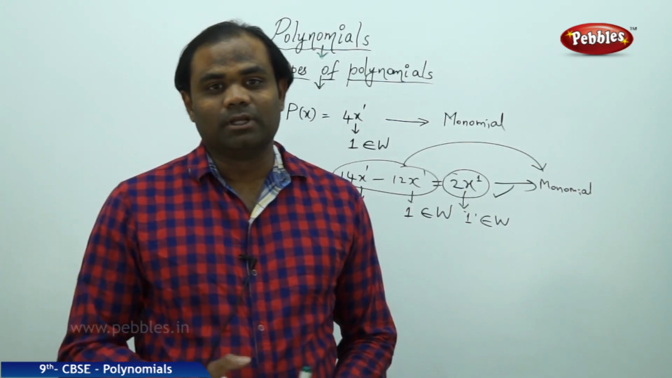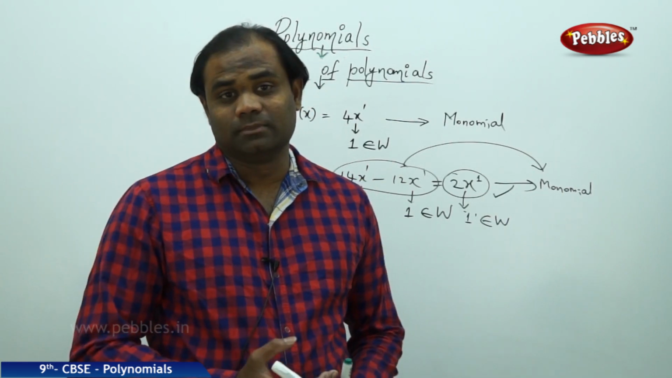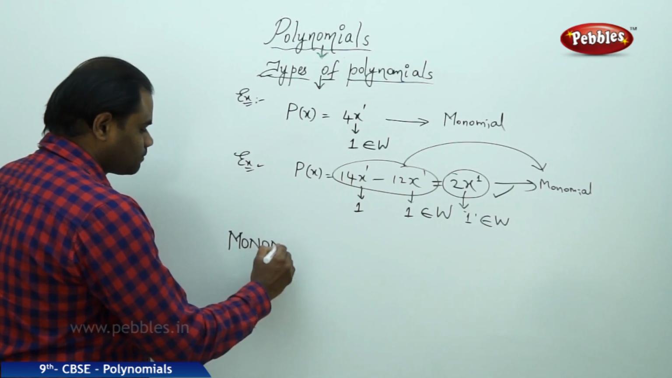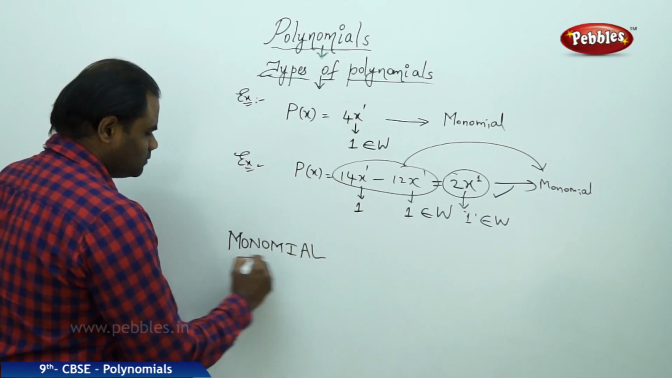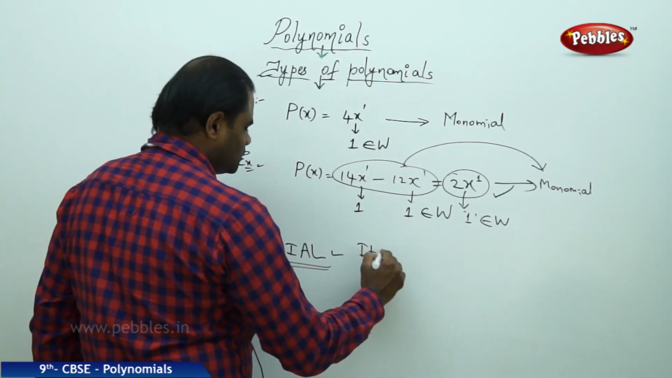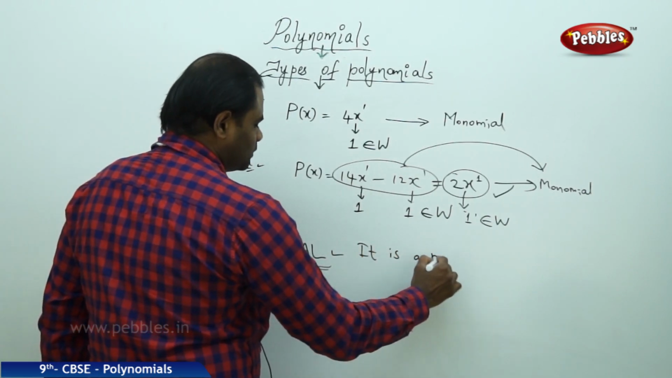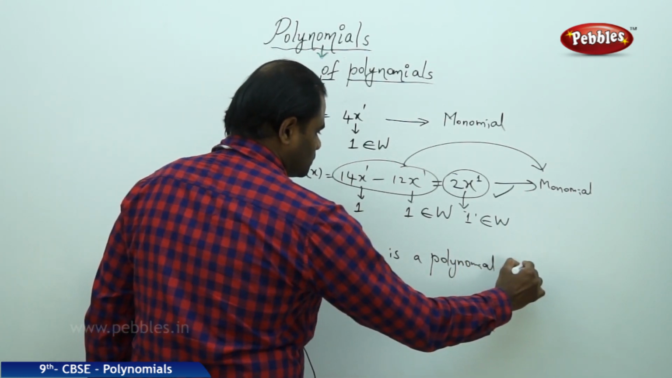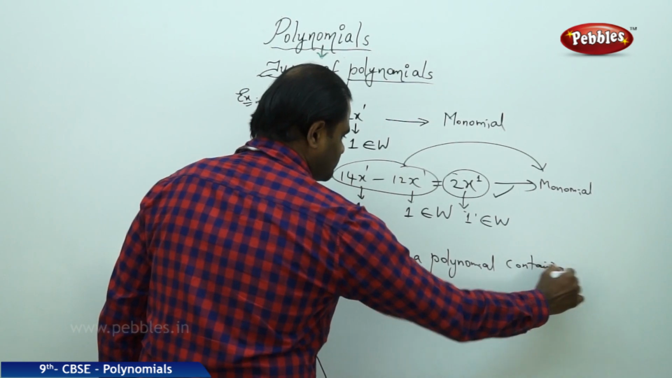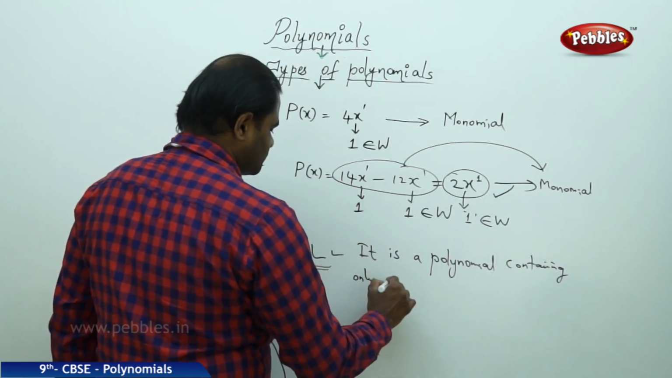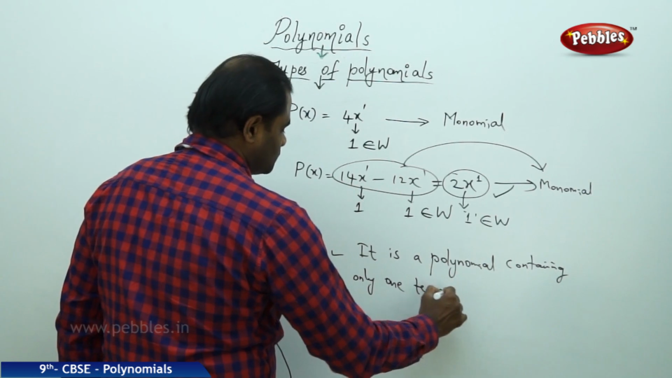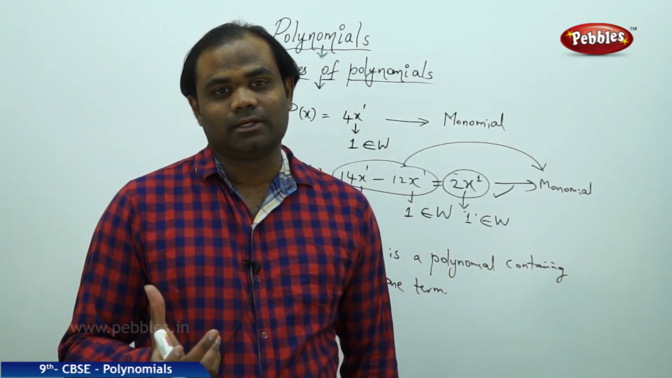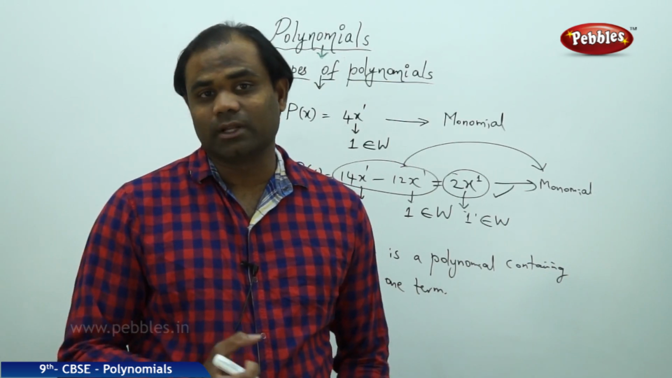Monomial is a polynomial which consists of only one term. So here I have the learning outcome which says monomial: it is a polynomial containing only one term. This is how we define the monomial, a polynomial with only one term.